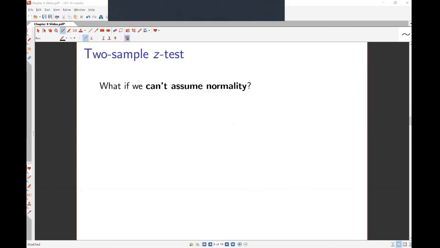Now, what about the case where we can't assume normality? Well, luck's on our side, perhaps not luck, maybe it's more accurately called the central limit theorem. So the central limit theorem is on our side. If both of our sample sizes are large, so if we check that the X sample has at least 30 observations and the Y sample has at least 30 observations, then we don't require normality. In this instance, the z-test can still be used as an approximation.